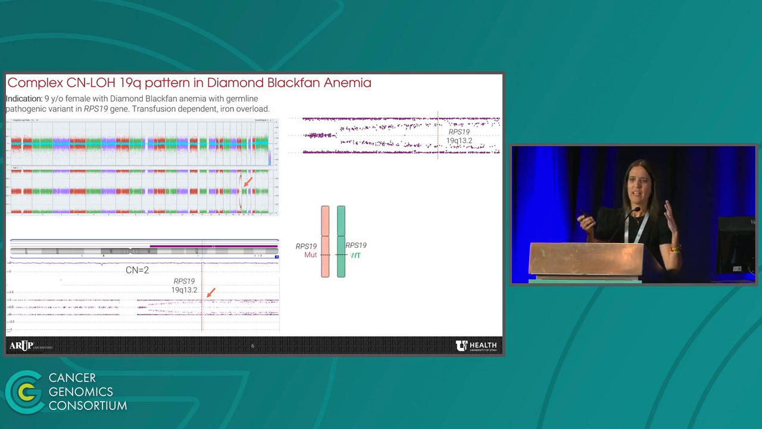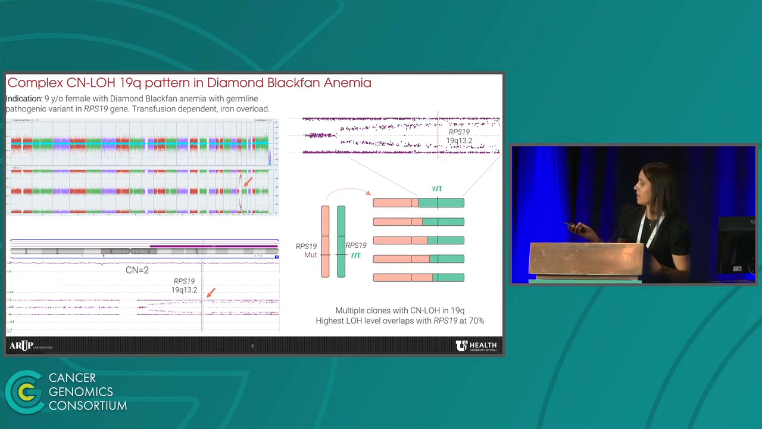So how do we interpret this in the context of somatic genetic rescue? Diamond-Blackfan anemia is an autosomal dominant disorder, and in this case would be caused by a germline variant in RPS19. So we would have 1 chromosome with a variant allele and 1 chromosome with a wild-type allele. We would interpret this finding in the context of somatic genetic rescue as multiple overlapping clones that underwent UPD. We have the chromosome that carried initially the pathogenic variant, and now we have the wild-type allele, and the highest level of loss of heterozygosity would be overlapping with RPS19, and in this case measured at 70%.